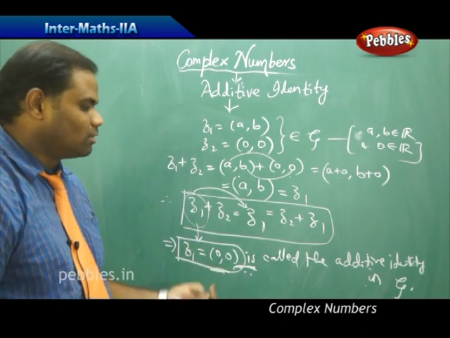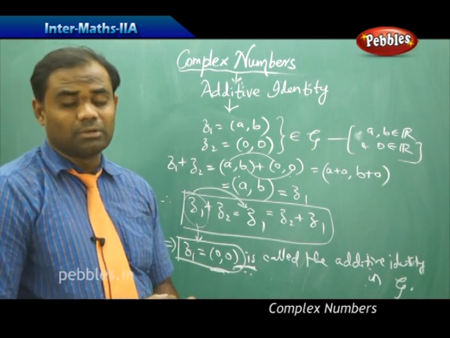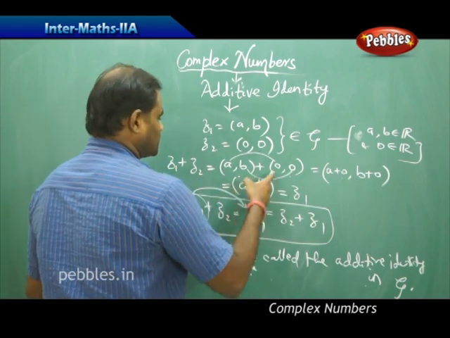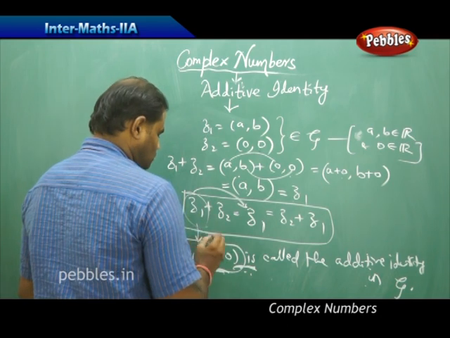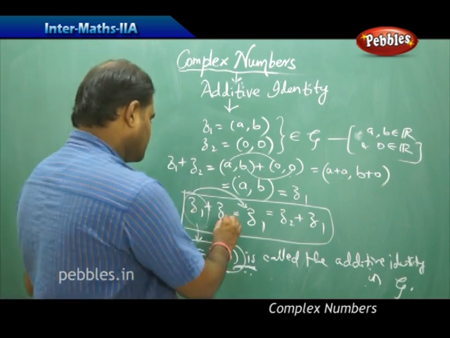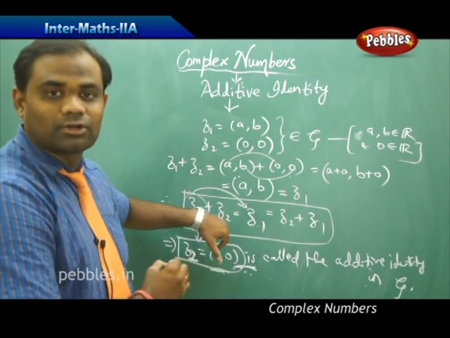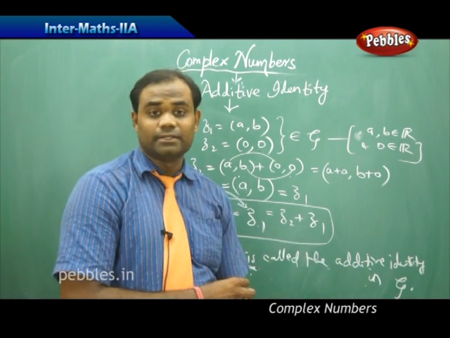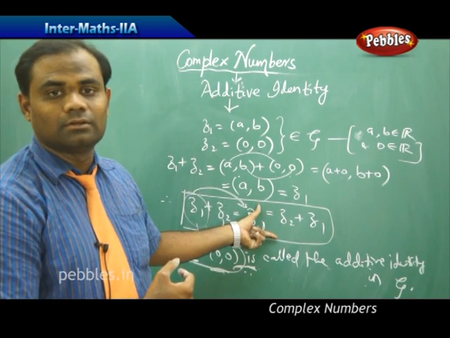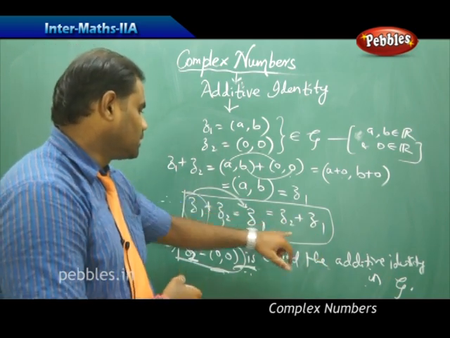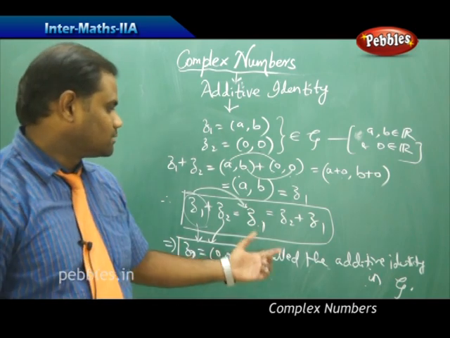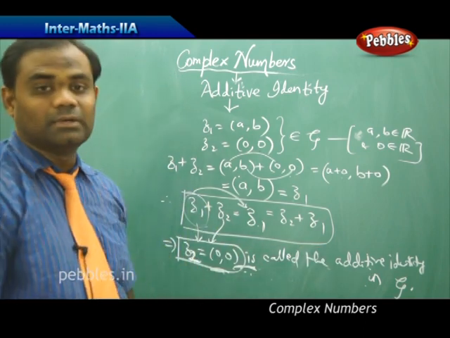So (0, 0) is called the additive identity in complex numbers because it generates back the element. This z1 plus z2 gives back z1. Therefore, this complex number z2 is called the additive identity in C because it generates back the element z1. Even here, it generates back the element z1. So z2 equal to (0, 0) is called the additive identity in complex numbers.